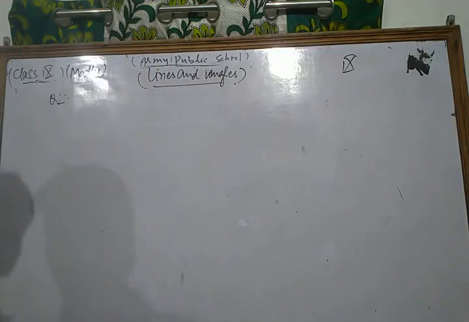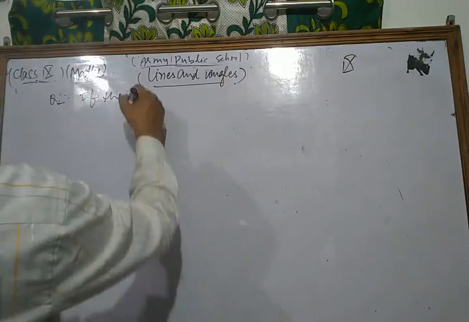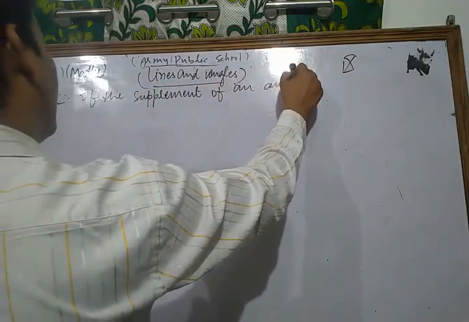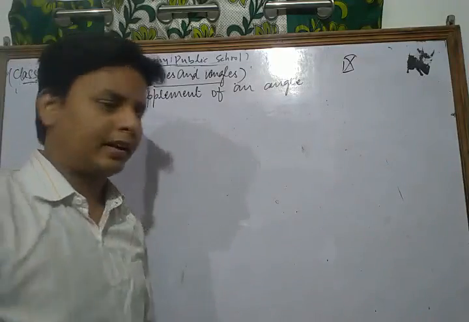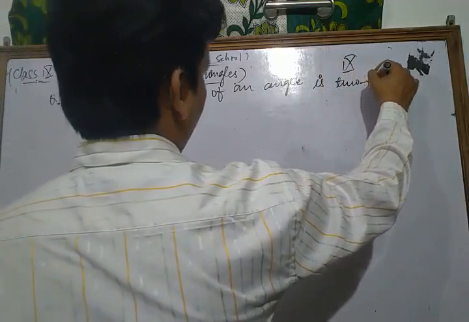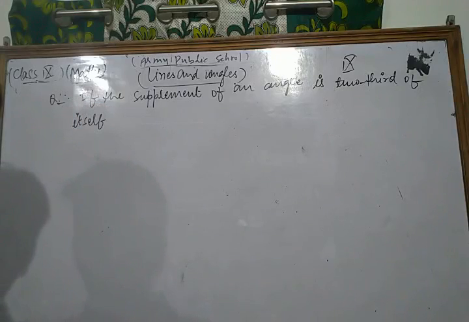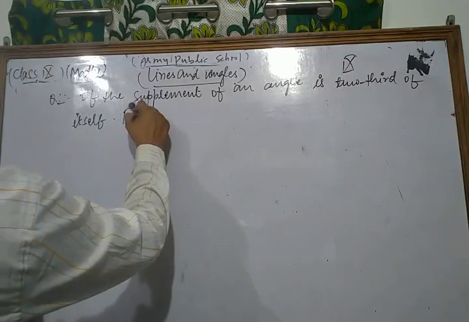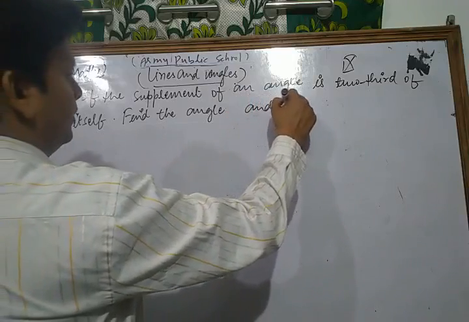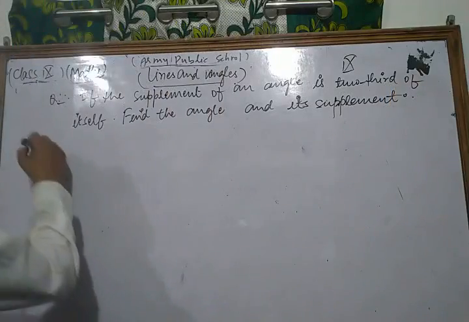And the question is: if the supplement of an angle is two-third of itself, find the angle and its supplement. Now let's see its solution.